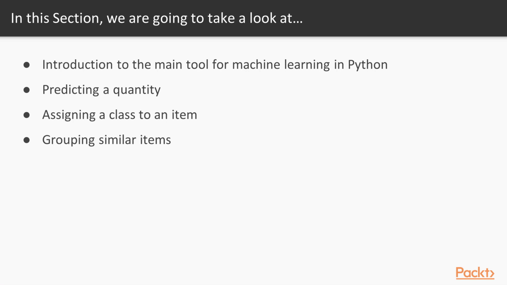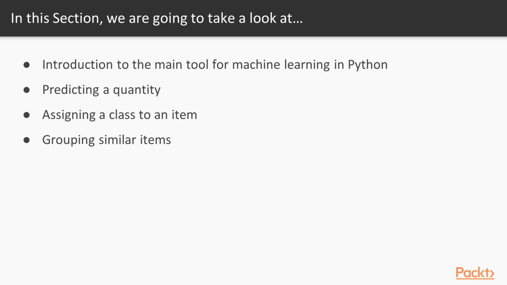So in this section, we'll first introduce scikit-learn as main tool to tackle machine learning problems using Python. We'll then discuss some of the most common tasks in machine learning. In particular, we'll see how to perform regression, which is the task of predicting a quantity. Next, we'll move on with classification, the task of assigning a class or a category to a particular item. And finally, we'll look into clustering, which is the task of grouping similar items.